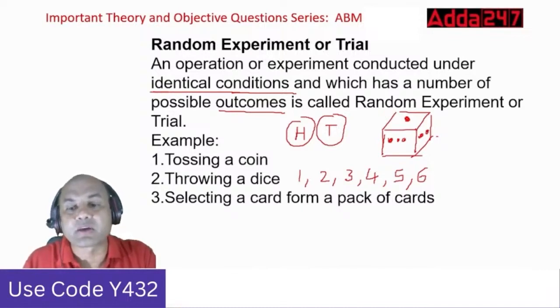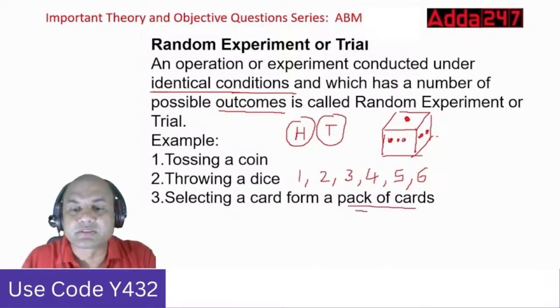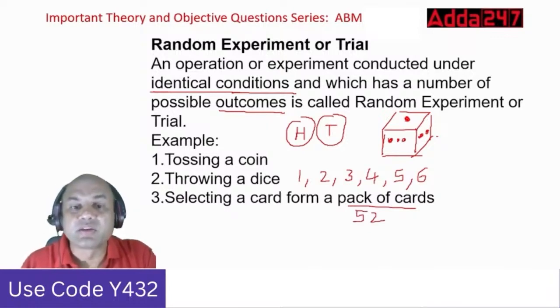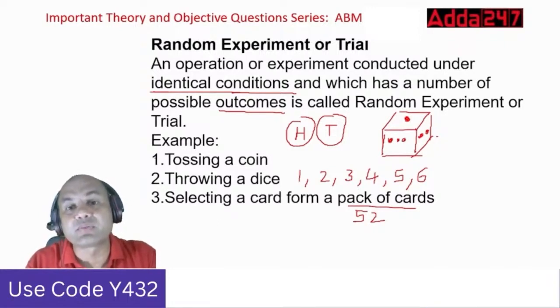Selecting a card from the pack of cards means what? Again, look at this. From a pack of cards, how many cards are there? There are 52 cards. We don't consider the joker, right? So selecting a card means I can select any card. If I select any card, it can be any one of those 52.